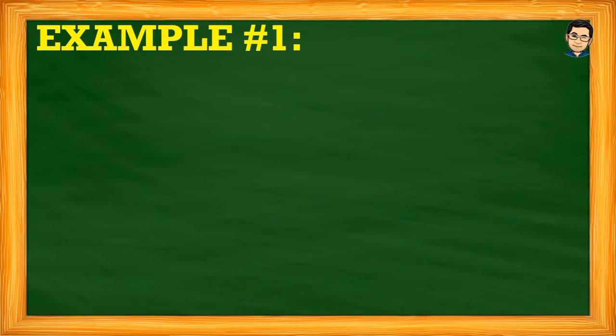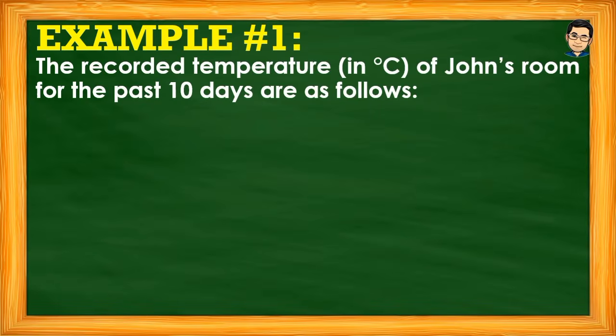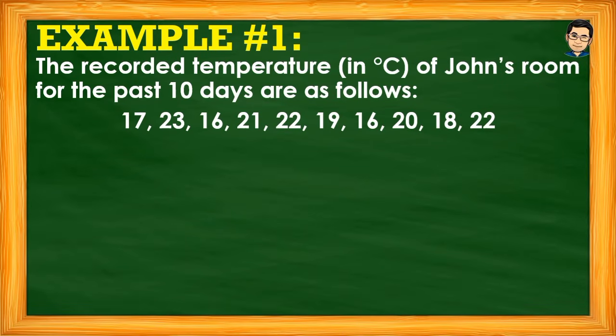So, para mas maintindihan nyo yung steps ng linear interpolation, of course, mas maganda na magkaroon tayo ng example. So the recorded temperature in degrees Celsius of John's room for the past 10 days are as follows. So room temperature po ang ating pinag-uusapan, expressed in degrees Celsius. Okay, ayan. 17, 23, 16, 21, 22, 19, 16, 20, 18, 22. So, yan po yung room temperature for the past 10 days ng room ni John.